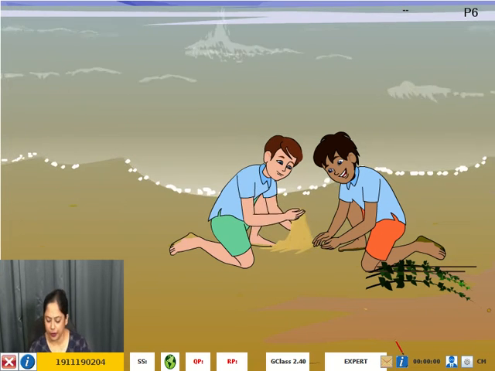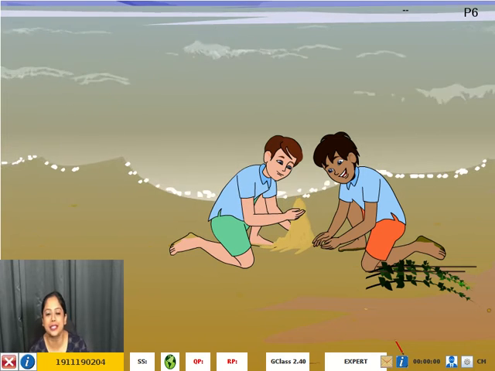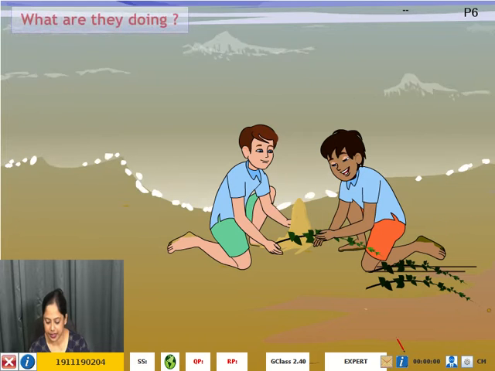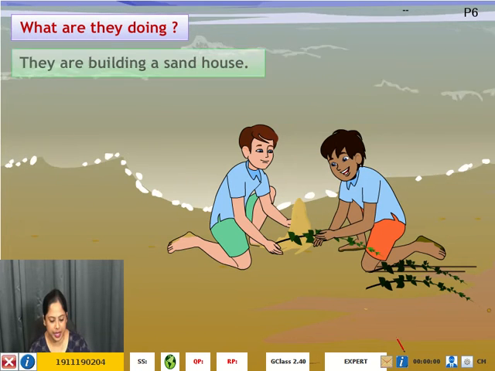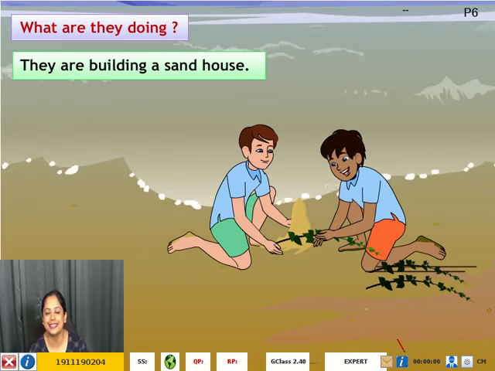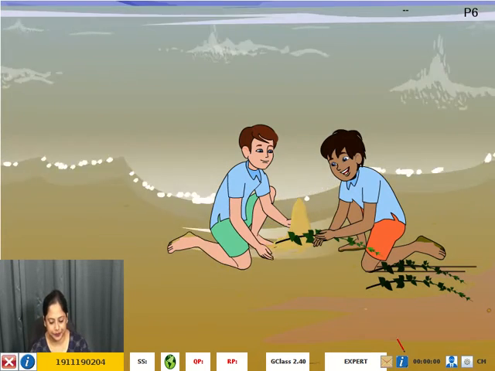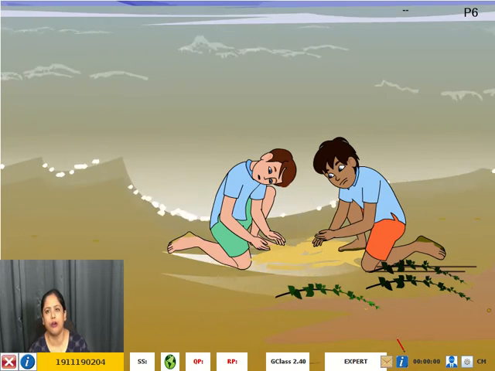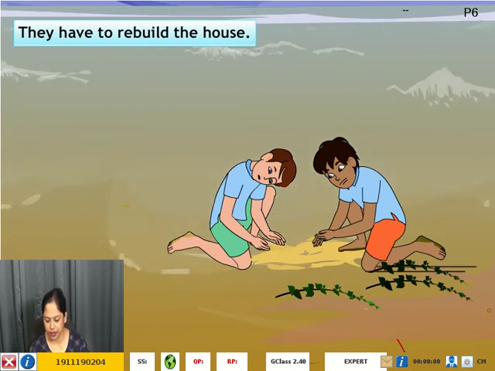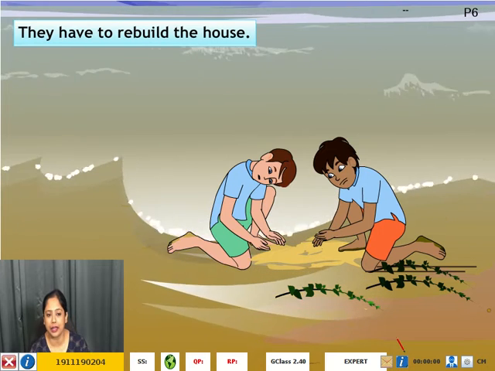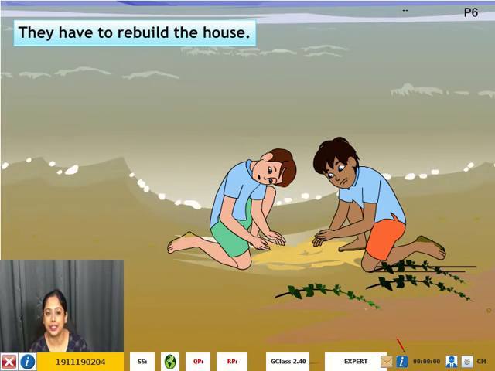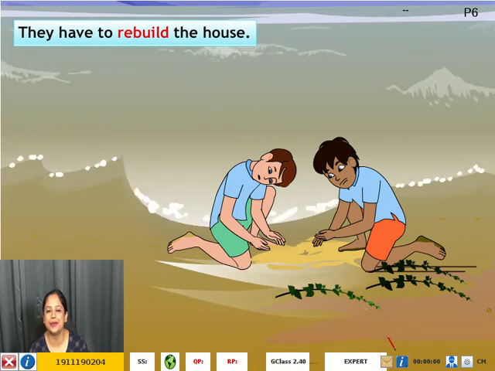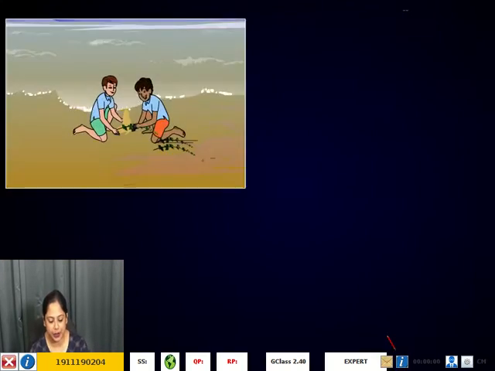Now we see two boys playing with the sand. Where? At the beach, right? What are they doing? They are building a sand house. Now, what are they doing? Oh, it broke. Now they look really sad. What do they need to do? They need to rebuild the house. Now they have to rebuild the sand house.